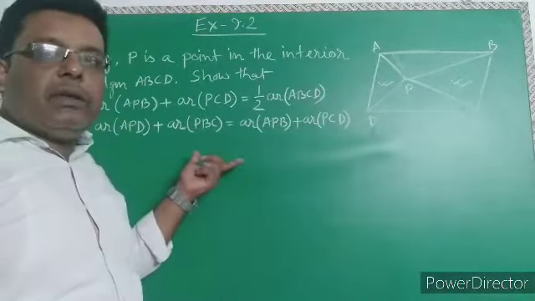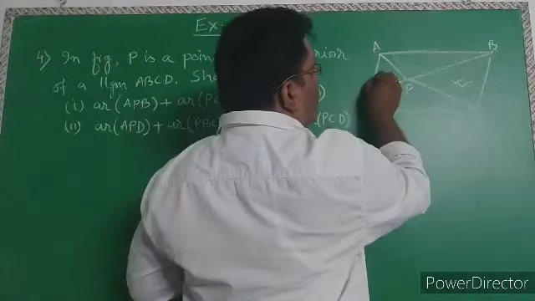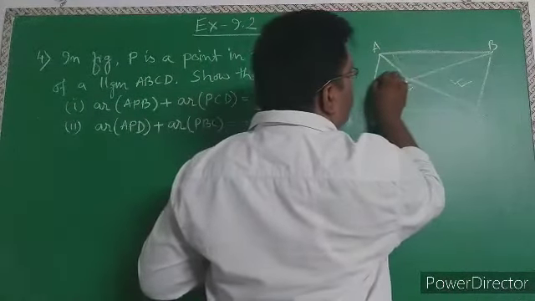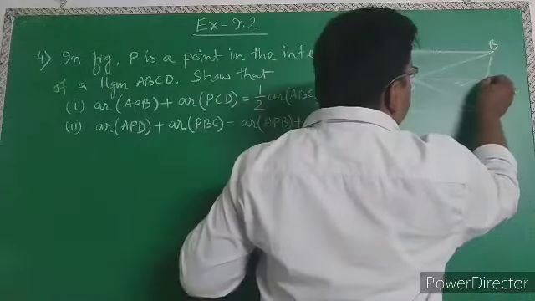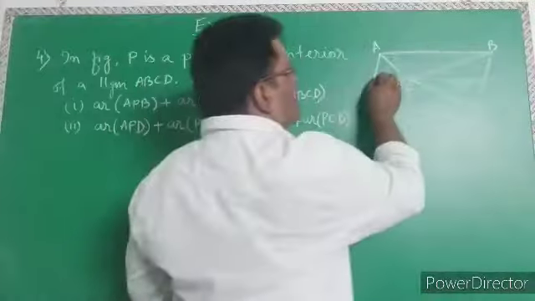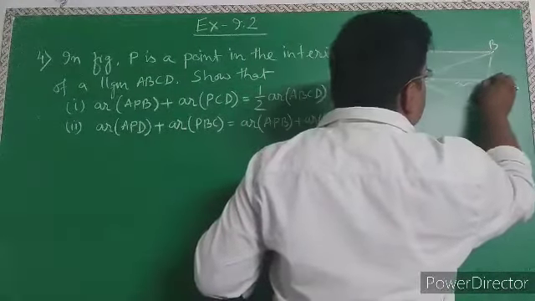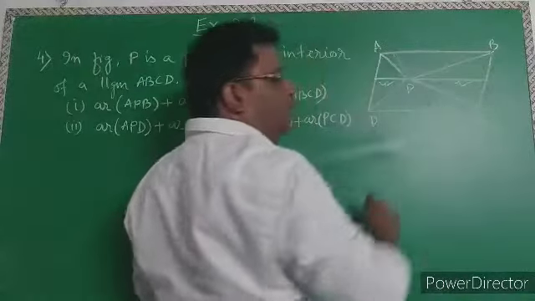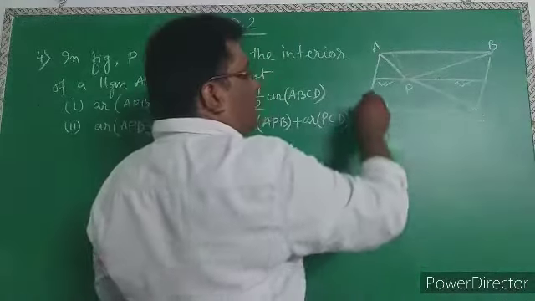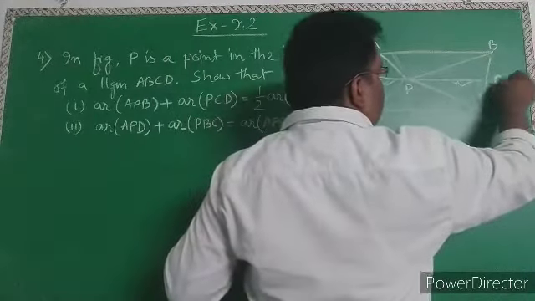So to prove it, we have to make a construction. That is, through P we have to draw a line which is parallel to AB. So if it is AB or CD same, suppose E F.